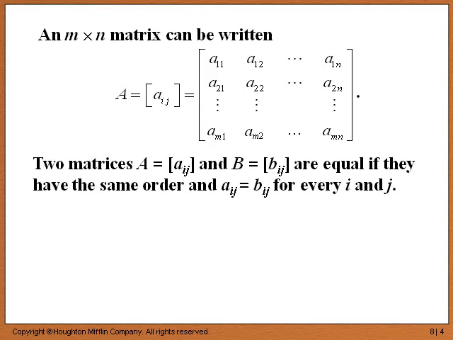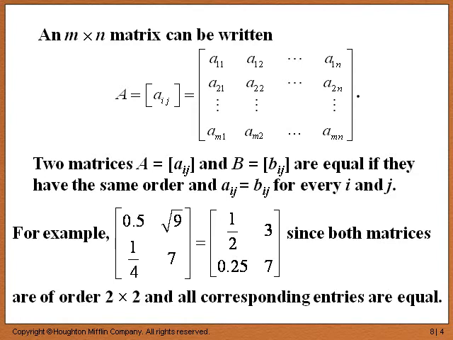Two matrices, A equals Aij and B equals Bij, are equal if they have the same order, and Aij equals Bij for every i and j. That's a fancy way of saying a simple thing. For example, these two matrices: 0.5, root 9, 1/4, 7, and 1/2, 3, 0.25, 7. These are equal matrices. They're equal because they have the same order. They're both 2 by 2. And all corresponding entries are equal.